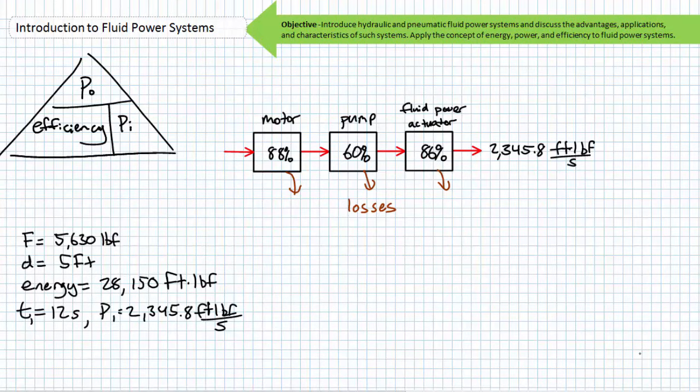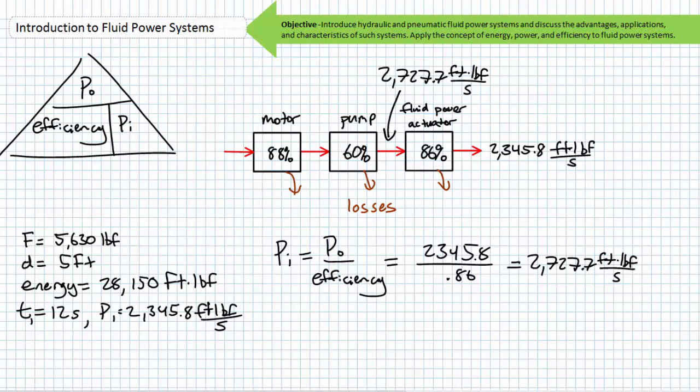Recall that efficiency, like most three-variable relationships, can be visualized with the use of a triangle. Efficiency is a ratio, typically expressed as a percentage of output over input. We know our desired output, and we know the efficiency of each stage. It is a trivial algebraic manipulation to solve for input, where power input equals output over efficiency.